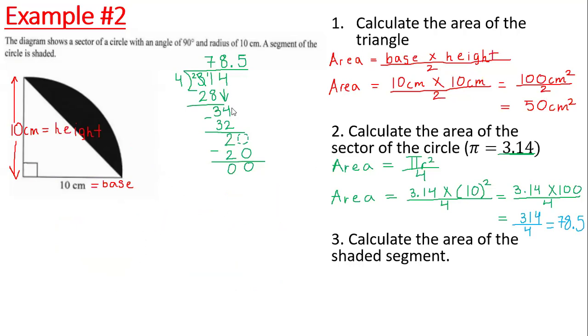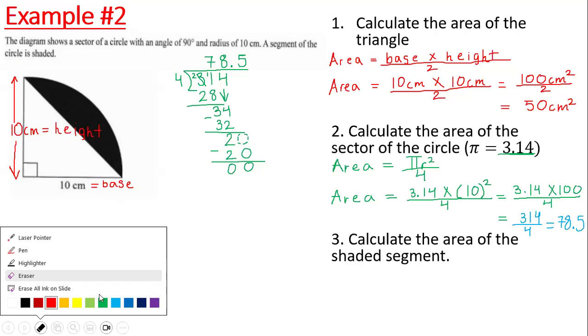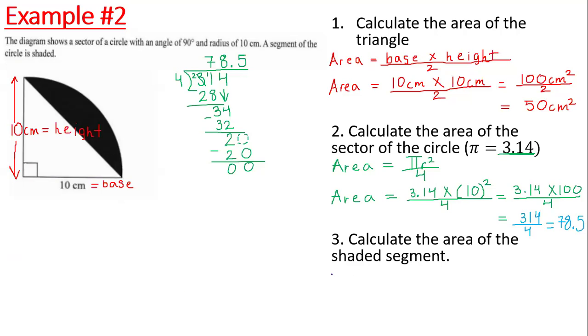Okay, next we have: calculate the area of the segment of the circle. The area of the segment of the circle is basically the area of the shaded region. What did y'all get for that? 28.5 centimeters. And what operation did y'all use to get your answer? Subtract, very good. So I have 78.5 centimeters squared minus 50 centimeters squared.